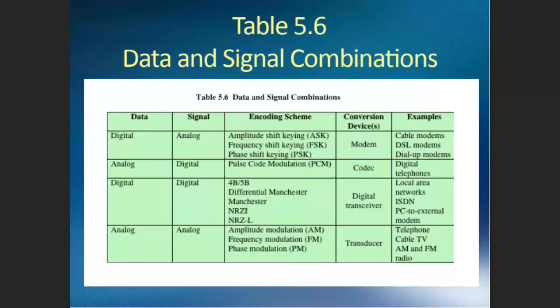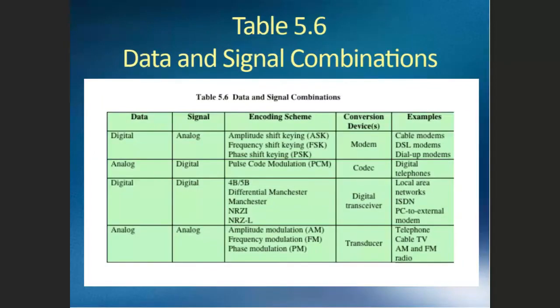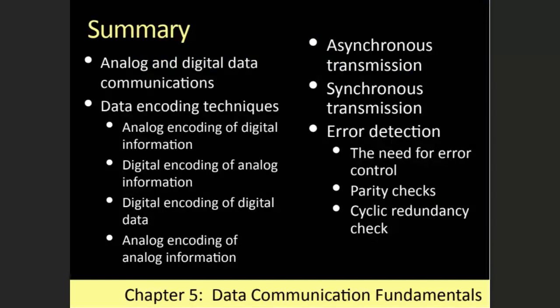This is here a summary of what we have studied in this chapter with the devices that are used. So codec for analog to digital, modem for digital to analog, and these are examples of the device names that we just talked about. Okay. And the encoding scheme. So for digital to digital, we use Manchester, differential Manchester, NRZ-L or NRZ-I. Okay. This is the summary. Now I'll stop here.